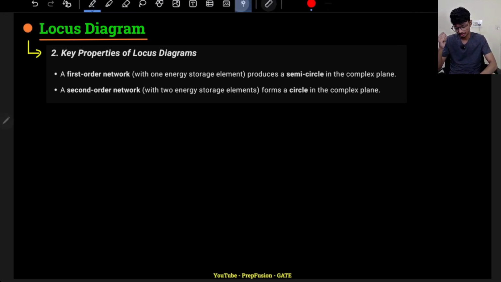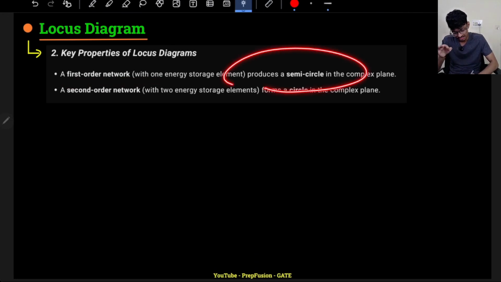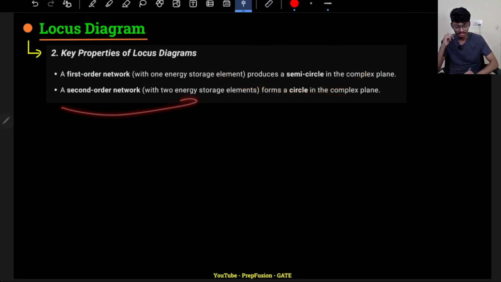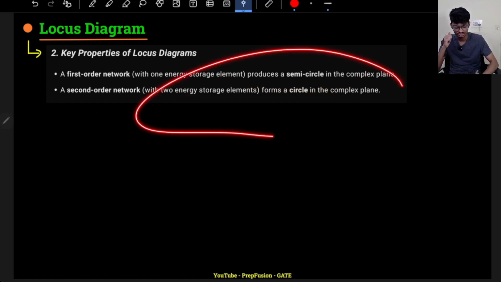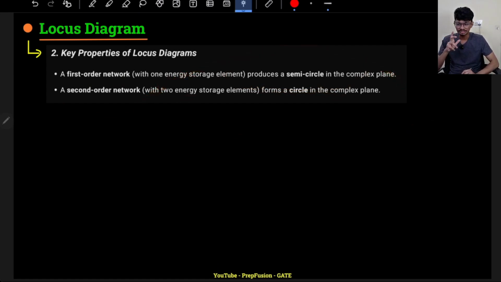So the first key point is a first order network with one energy storing element will always produce a semicircle in the complex plane. Locus diagram, I'm talking about locus diagram. A second order circuit with two energy storing elements will produce a circle. Okay, so if you know this, this will be helpful. It's okay if you don't remember it, that's fine, you will still be able to solve the questions. But if you know this fact, it will be a plus point for you.